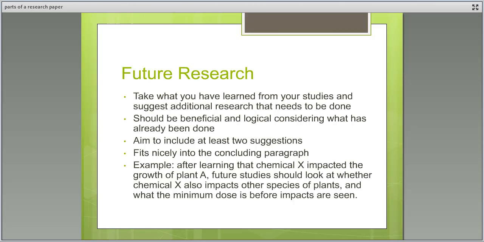So an example for future research may be after learning that chemical X impacted the growth of plant A, future studies should look at whether chemical X also impacts other species of plants and what the minimum dose is before impacts are seen. So you're basically taking a piece of information that you learned, which is chemical X affects the growth of plant A, and then you're suggesting something that's related and would give you further information on that.